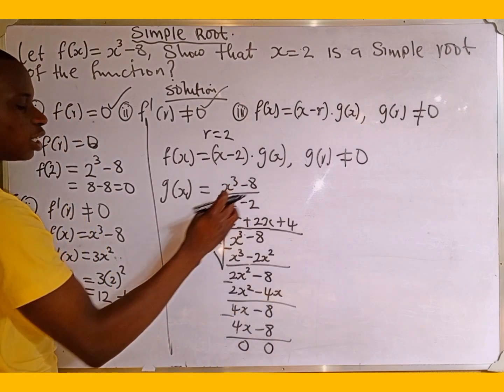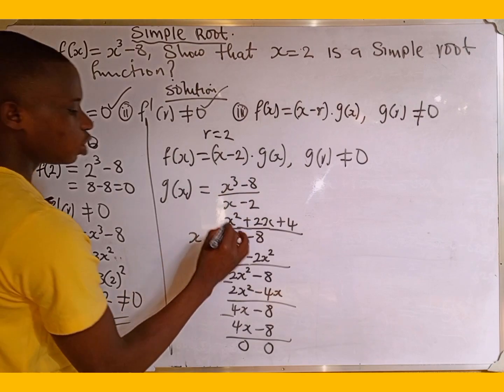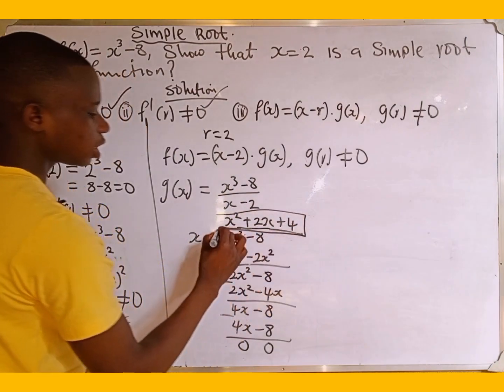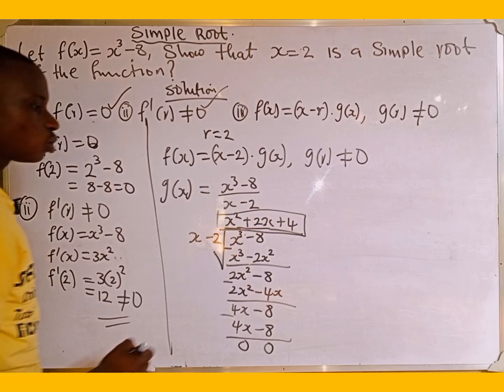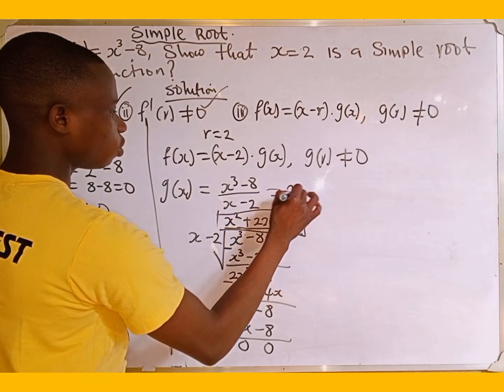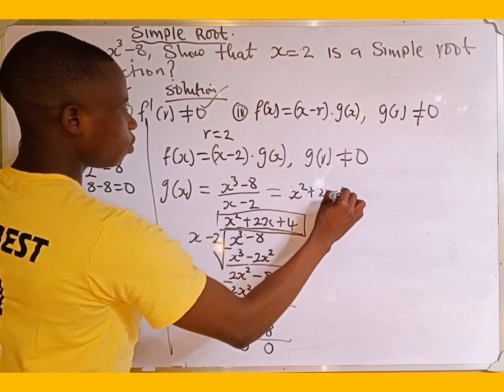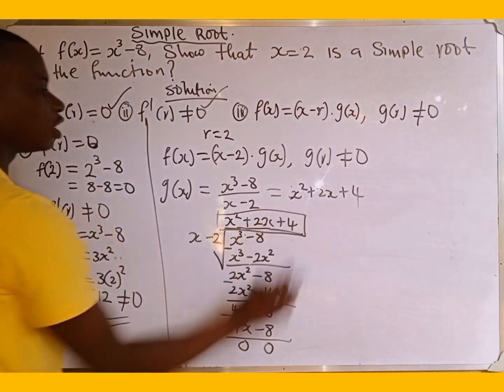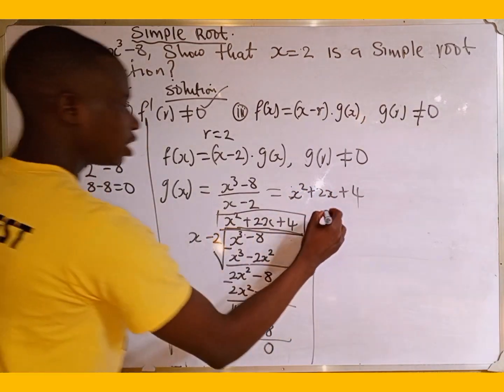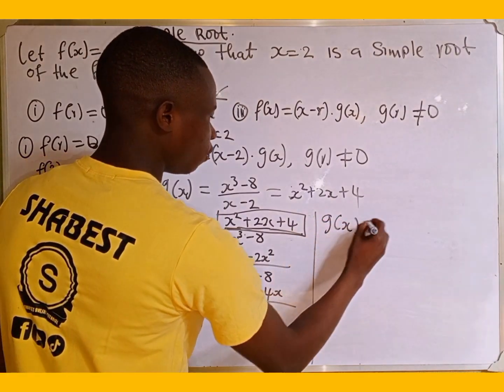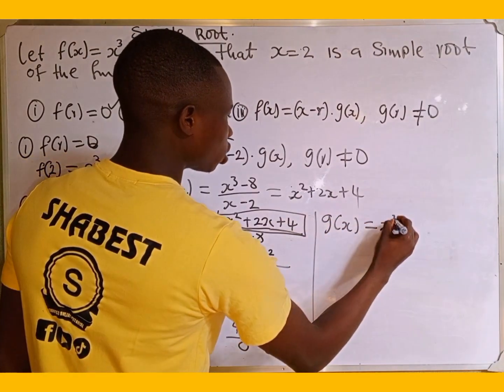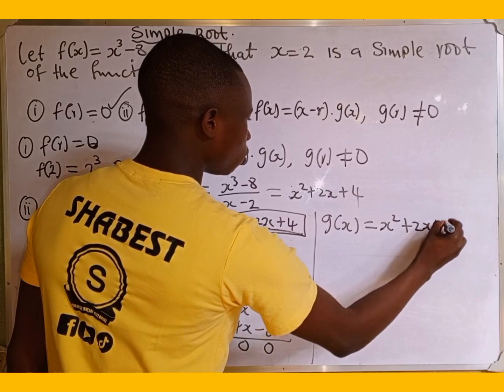Therefore, x cubed minus 8 divided by x minus 2 gives us, this is our answer, x squared plus 2x plus 4. So this is our g of x. Now let me bring the g of x to this side. G of x is now equal to x squared plus 2x plus 4.